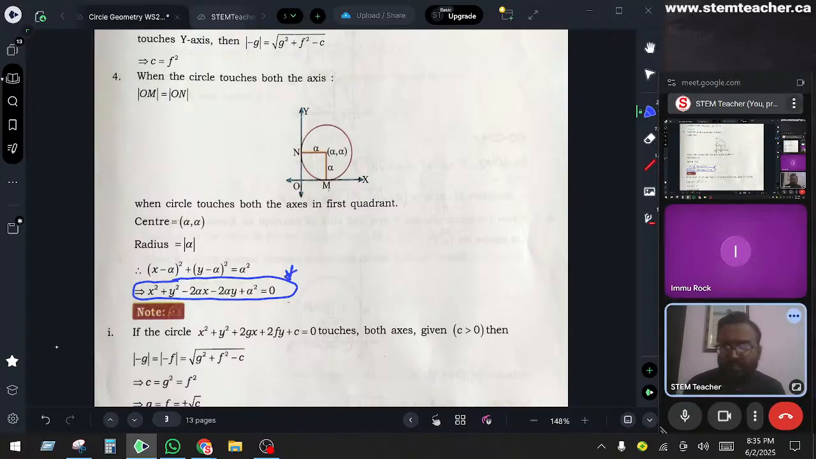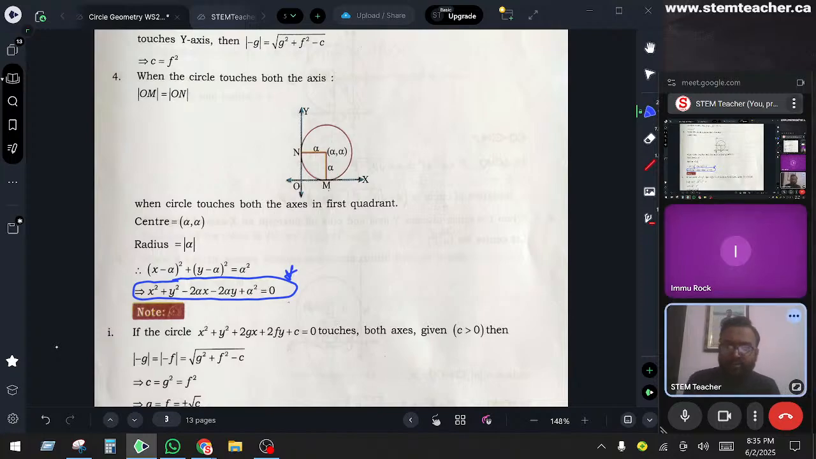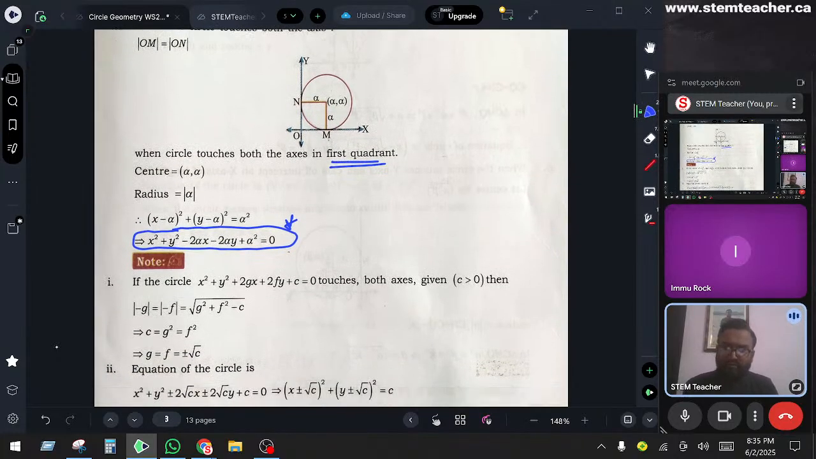Important. If the circle touches both coordinates, okay, both coordinates, with center alpha comma alpha in first quadrant, then the equation of circle is x square plus y square minus 2 alpha x minus 2 alpha y plus alpha square is equals to 0.